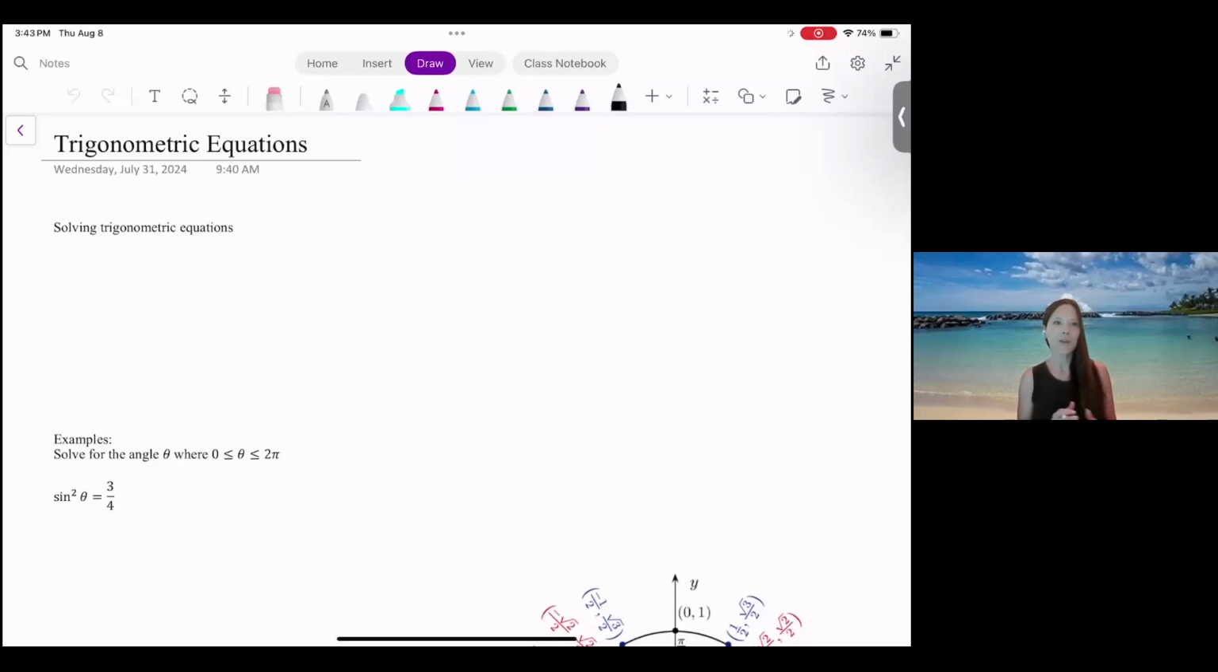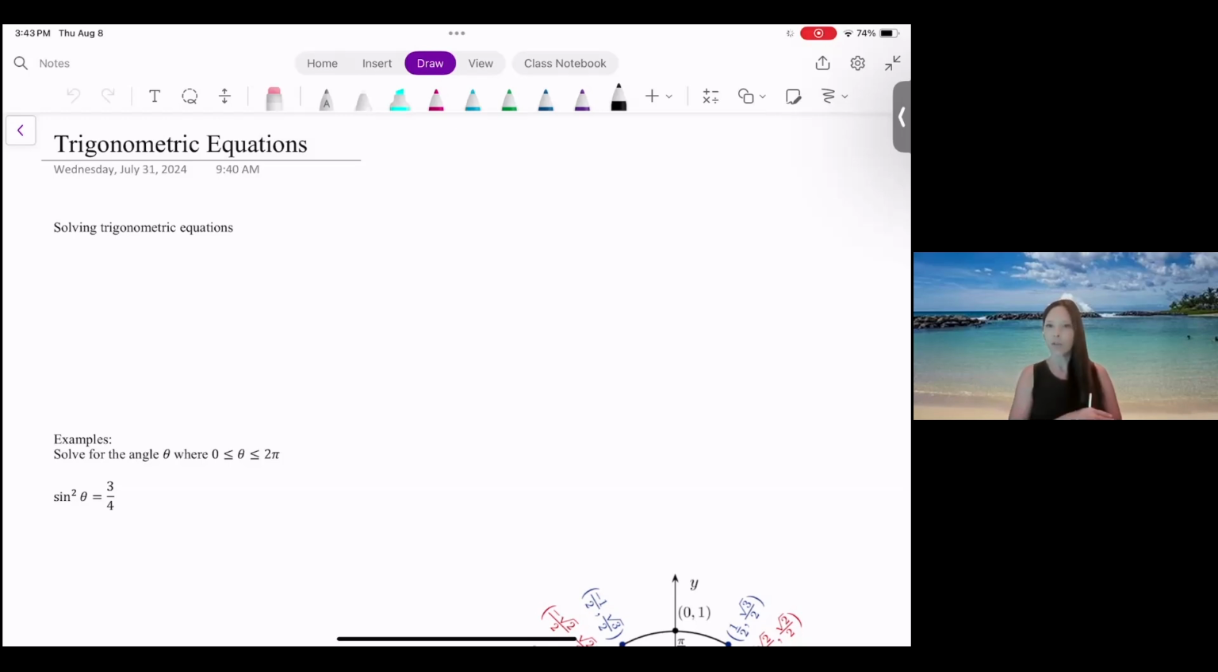Welcome, math friends. We are working with trigonometric equations today. We will be dealing with predominantly sine, cosine, and tangent. We will deal with inverse trigonometric functions later. But for today, we are going to be using the unit circle. We'll be solving within 2 pi from 0 to 2 pi.